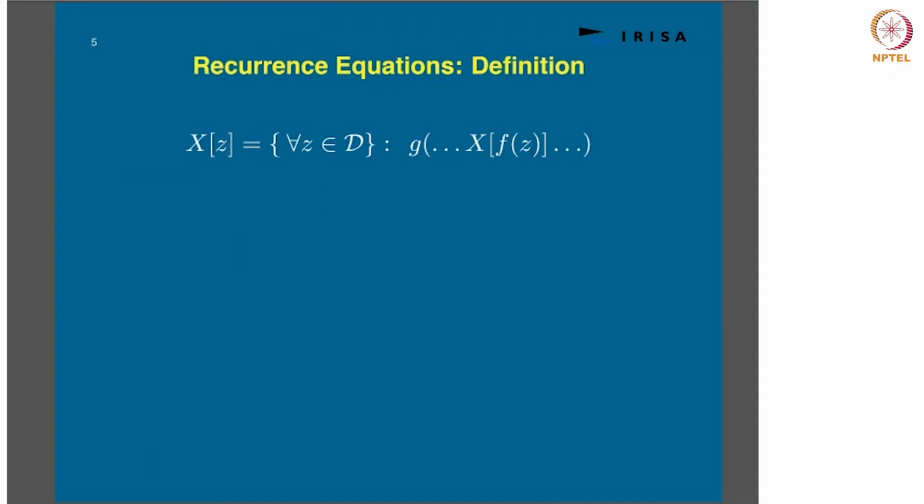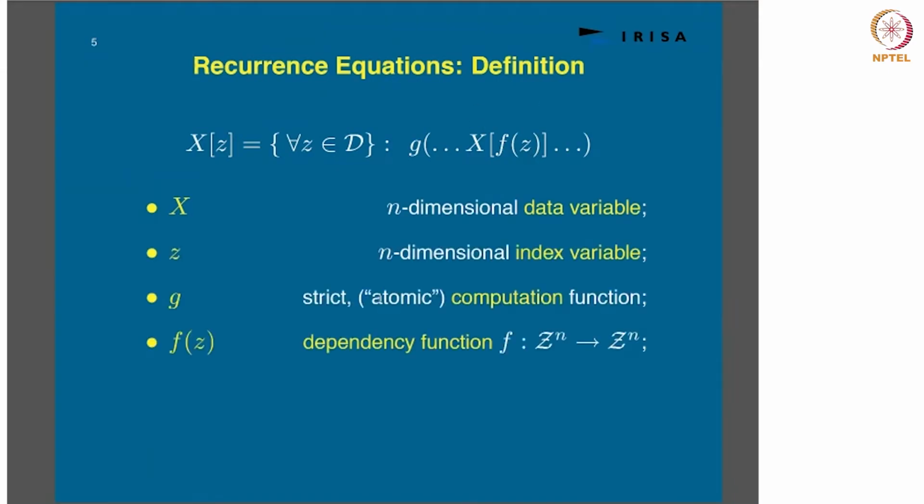And in the simple examples that we saw, this was always a translation. It was just z plus constant. f(z) was z plus constant vector, right? But in the polyhedral model, it is more general. We are allowed more general dependencies, okay? So here is my definition of a recurrence equation, and the dependence function is some mapping from Z^n to Z^n, okay?